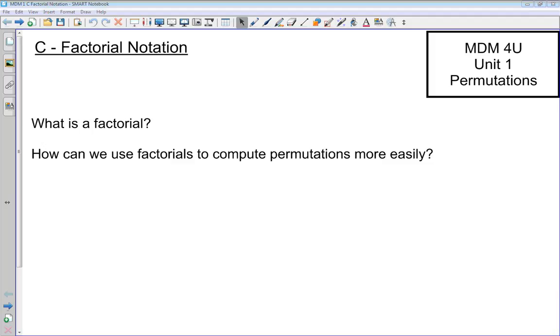In this lesson, we're going to take a look at factorial notation. So first, we're going to consider what is a factorial and what exactly is meant by factorial notation. And then we're going to connect this to what we did in the last lesson and see how we can use factorials to compute permutations a little bit more easily.